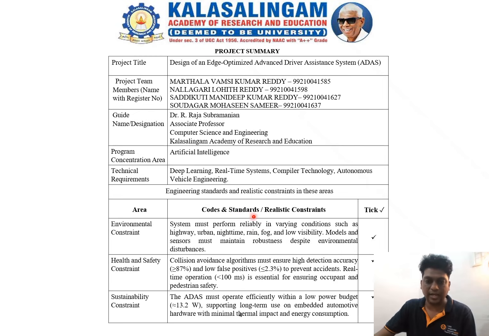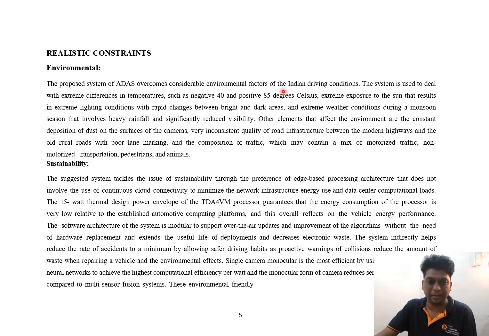Next, codes and standards and realistic constraints. It is a main part of a project. First, you should understand what a constraint is. A constraint is similar to a limitation for your project. There are several constraints: environmental constraint, health and safety, sustainability constraint. For the environment, what limitations does this project have? Regarding health and safety, what are the limitations? For sustainability, what are the limitations? Based on the constraints, we have to adjust the design, so you have to explain the constraints in a brief manner.